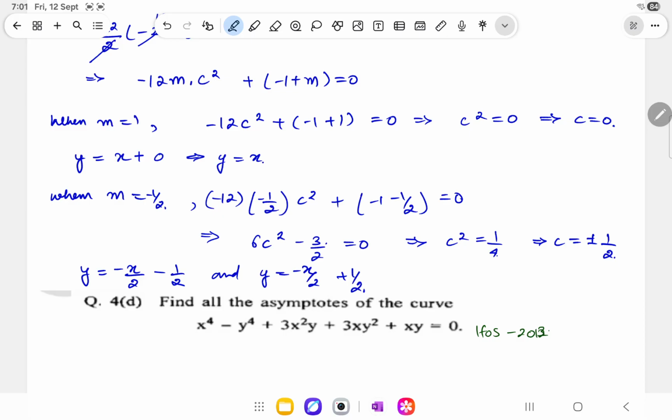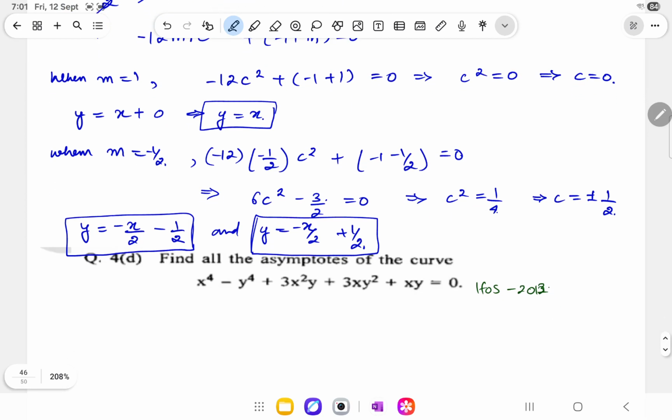So we have basically three asymptotes, that is y equals to x and y equals to minus x by 2 minus 1 by 2 and y equals to minus x by 2 plus 1 by 2. So let's move on to the next question. The next question says, find all the asymptotes of the given curve. So they have basically given us a curve and we're supposed to find all its asymptotes.